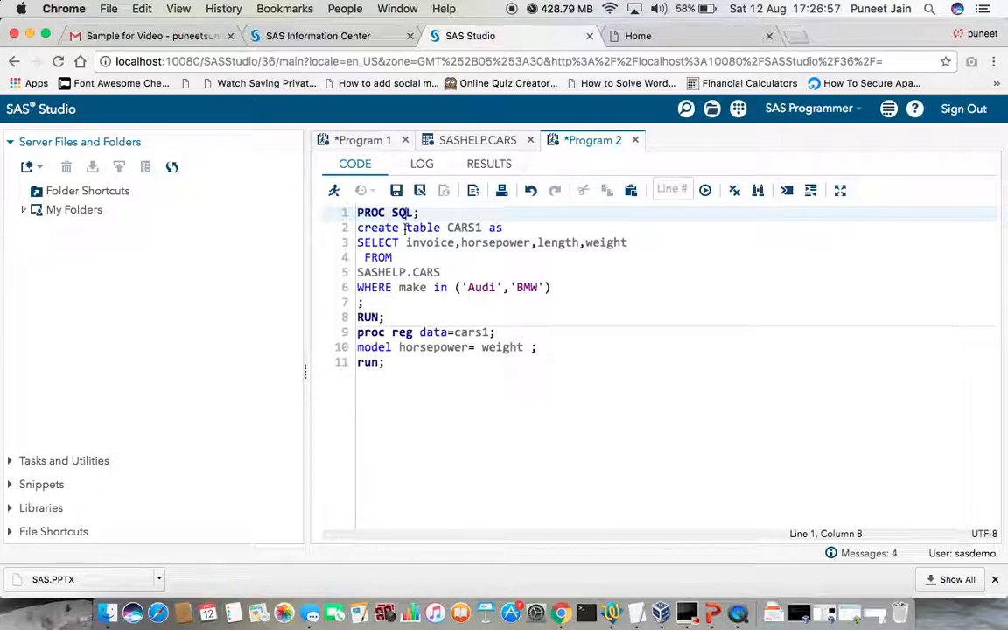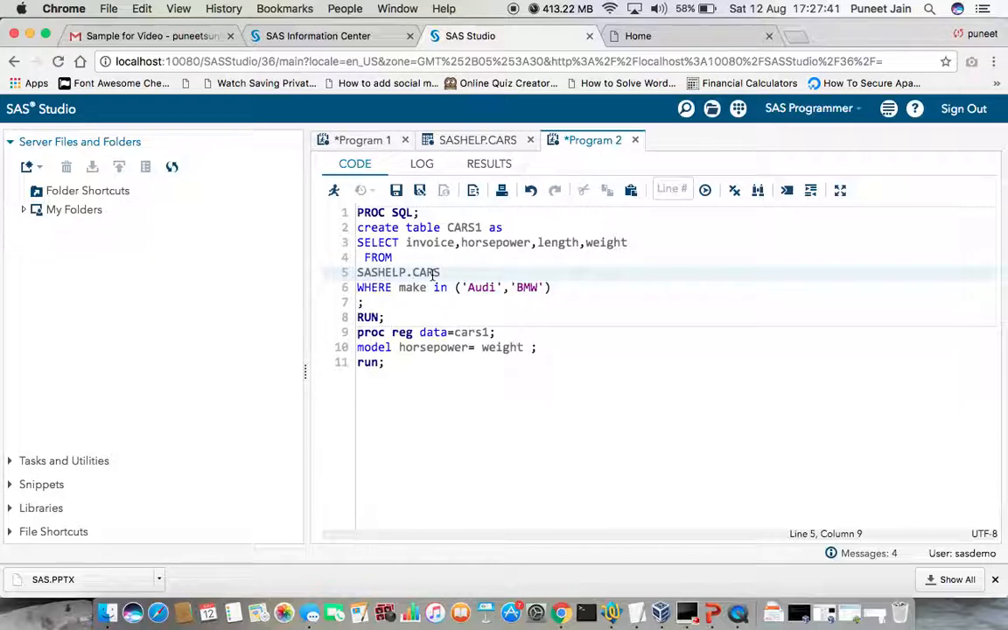Now, as you know, whenever our managers or any senior person or maybe any client of ours provides us a file, we never manipulate the original file. We create a sub file or a replicated file of it. Similarly, I am creating a replicated file of the file cars, right? I have created a table over here: create table cars1 as select invoice, horsepower, length, and weight from sashelp.cars. Sashelp is the location or maybe the folder of my file, and cars is the name of my file. We put a dot in between, which helps us define which one is the folder and which one is cars.